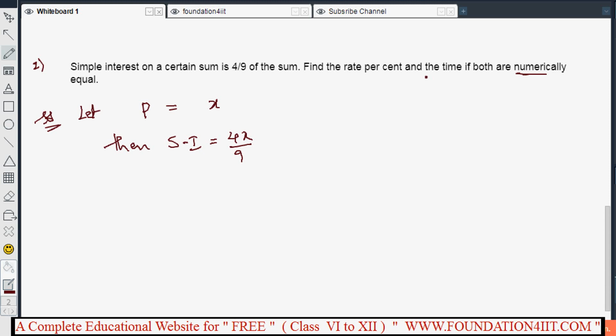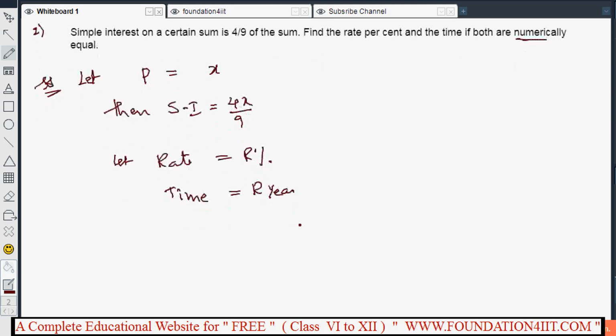Okay, time and rate percent, and let rate be r%, and time is r years, because numerically equal. Because rate percent, if it is 8%, means time is 8 years, 6% means 6 years. So numerically both are equal. So this is the given data in this problem up to here.